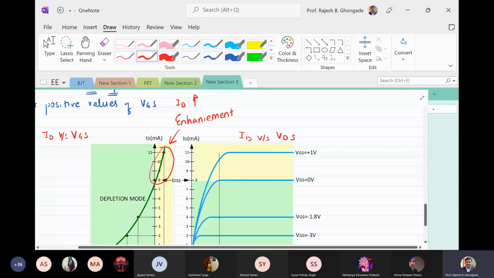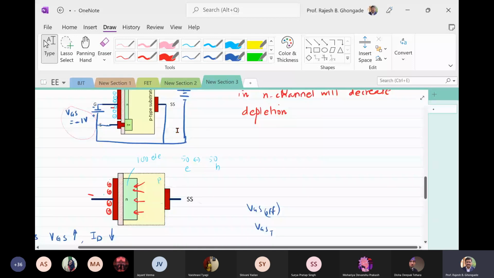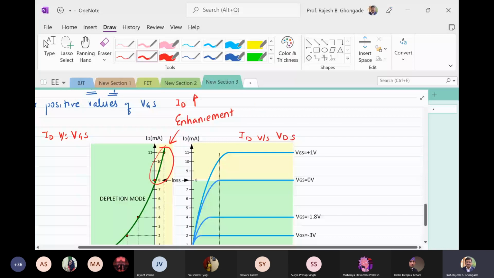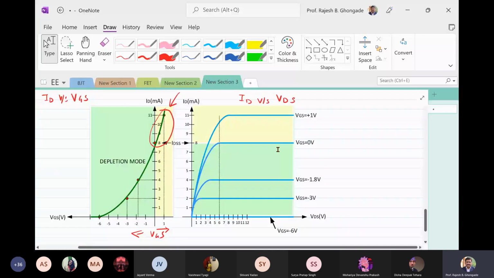Why is it called enhancement? Because in this region you are actually increasing the number of electrons. You are attracting electrons. When VGS becomes positive, electrons are attracted, and the number of electrons in the N channel is going to increase, and so it is enhancement of the charge carriers. That is the reason why this region is called enhancement mode or enhancement region. And that also reflects in the output characteristics, as you can see very clearly over here.